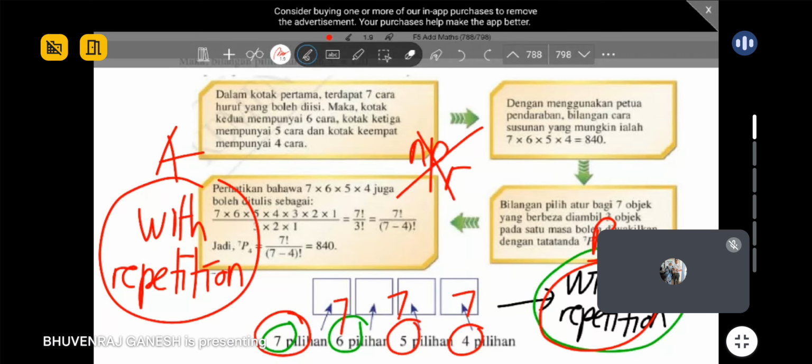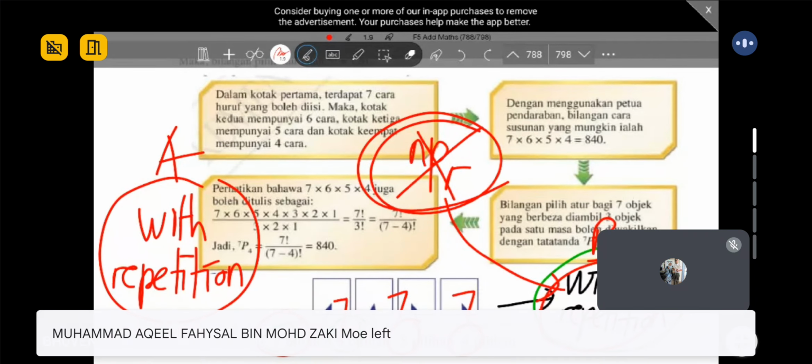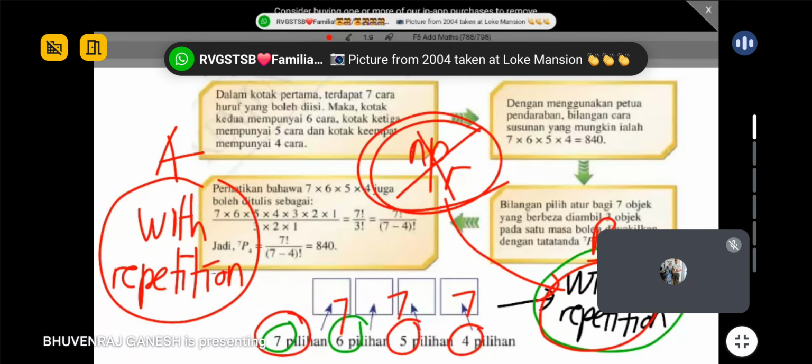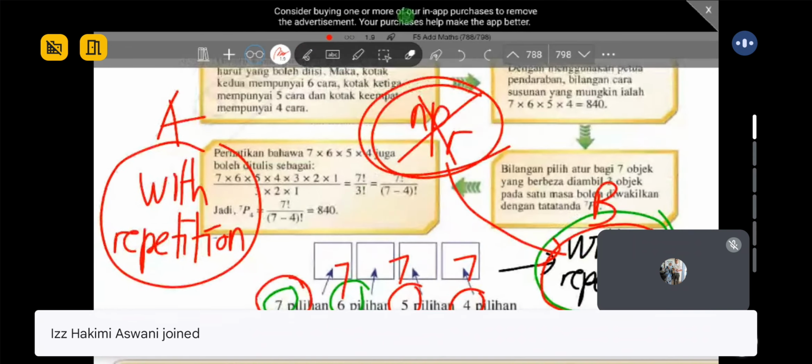You know why? Because if with repetition, they cannot expect you to know that. With repetition means they will tell you, mereka akan bagi tahu. But if without repetition, you can use this formula. Am I right? And most permutation questions will ask you to use this formula. So most of the cases belong here. Kebanyakan case is under case B. Okay, guys, do you all get it? Clear? So yeah, basically this is the concept.